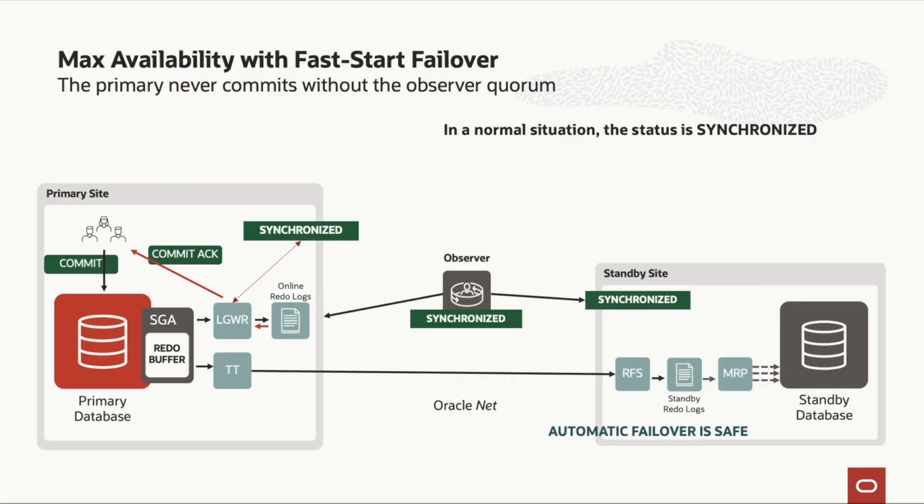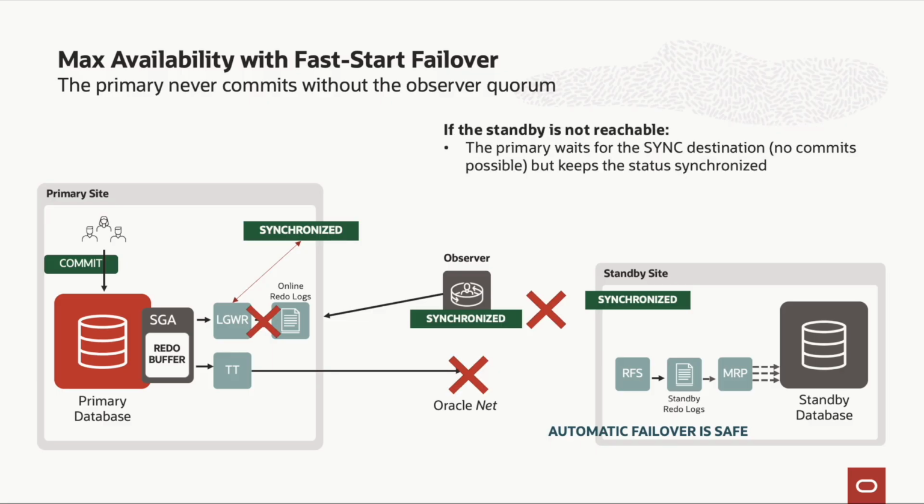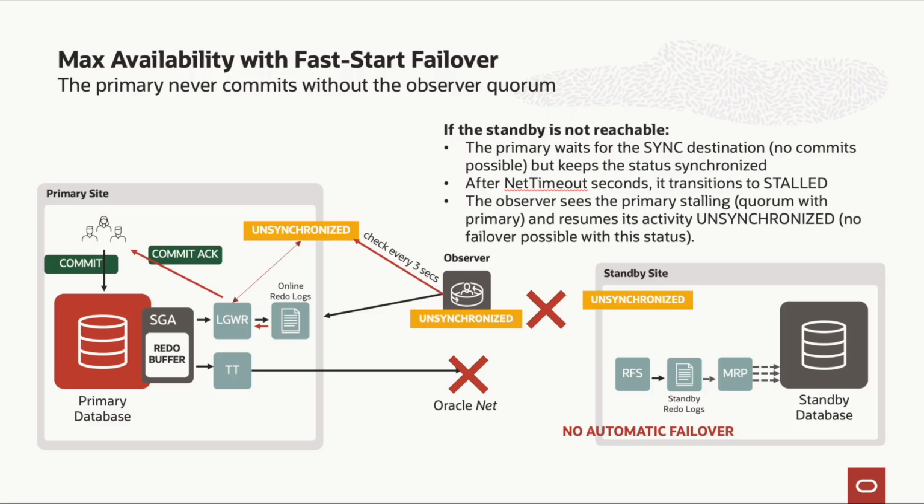Max availability with Fast Start Failover, the primary never commits without the observer quorum. In a normal situation, the status is synchronized. However, if the standby is not reachable, the primary waits for the sync destination, so no commits possible, but keeps the status synchronized. And after the net timeout in seconds, it transitions to stalled. The observer sees the primary stalling, here we're talking about the quorum with the primary, and then resumes its activity unsynchronized. And in this case, no failover is possible with this status.